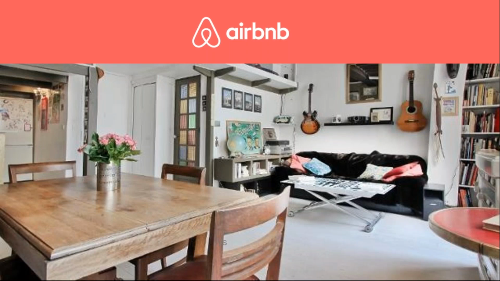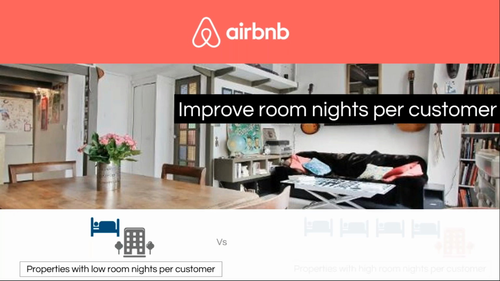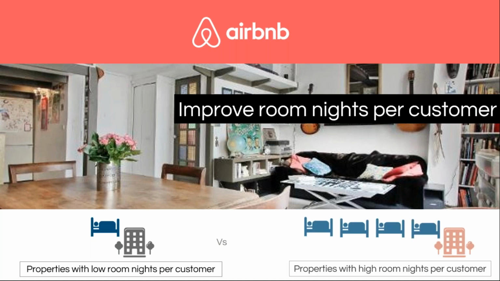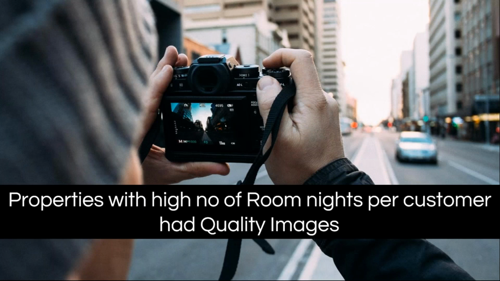Also, I took an Airbnb example, because Airbnb is very known to experiment and grow their business continuously. They wanted to improve room nights per customer in 2010. So they segmented properties with low room nights per customer, and also properties with higher room nights per customer. Then they found that if the image quality is high, customers are going to stay longer with that property. So this is a good insight. This is a good commonality.